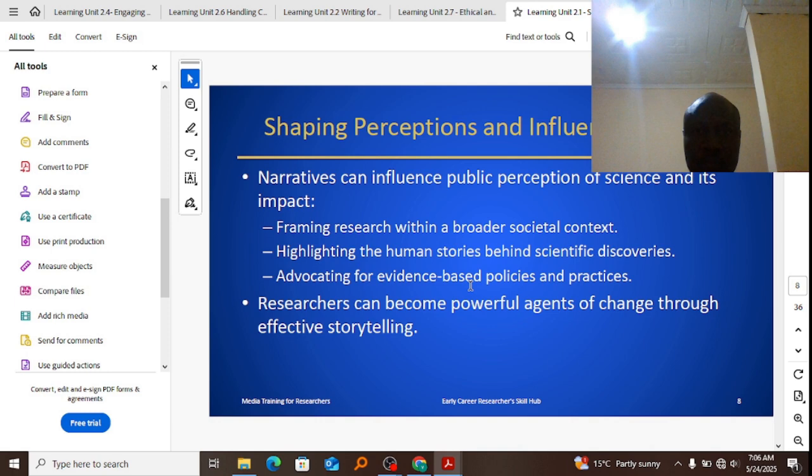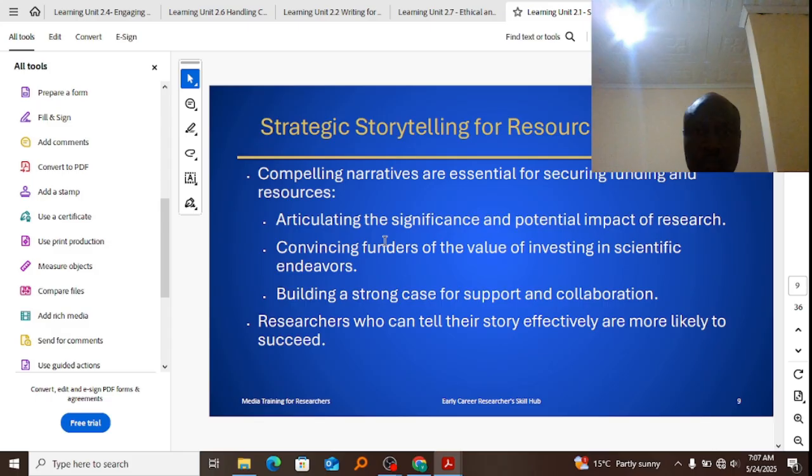Researchers can become powerful agents of change through effective storytelling. So you tell your findings as a story to the audience. You make it attractive, you make it appealing, so that it can influence public perception of science, of your research, of your findings. Then, strategic storytelling for resource acquisition.